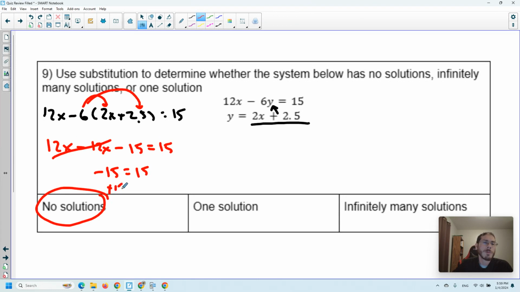If we want to go one step further, if we want to add 15 to both sides, we get the official 0 equals 30. We get 0 equals a number that's not 0, which again leads to no solutions. So that's definitely not true. And that's it. So there we go. Again, if you want to graph it, you can graph it. We should get parallel lines if we graph it.